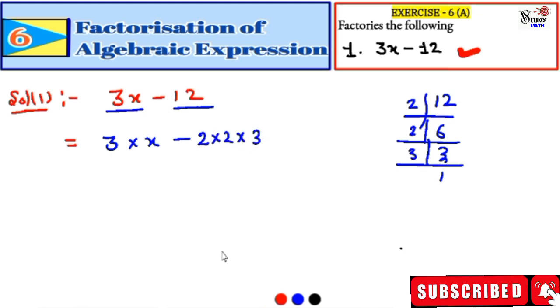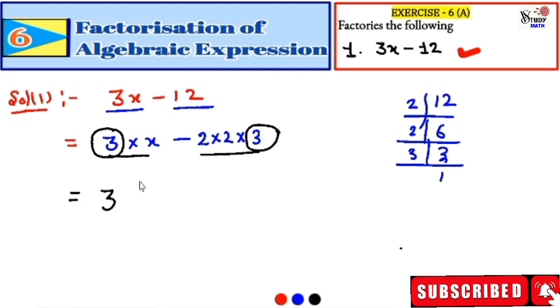Now what you have to do? Now you have to take the common factor from both the terms. Here we have two terms. This is our first term and this is our second term. From both the terms we have to take all common factors. Here the 3 is here and the same 3 is here. So 3 is a common factor in these two terms. So I take 3 as common.